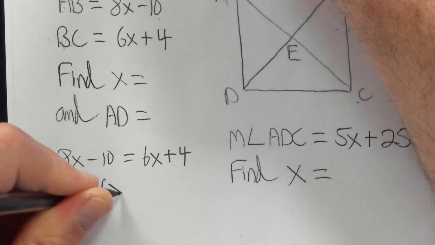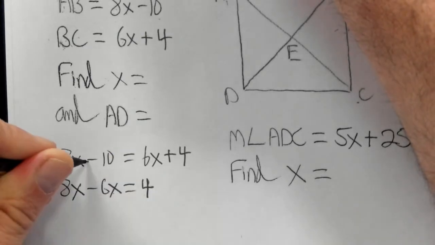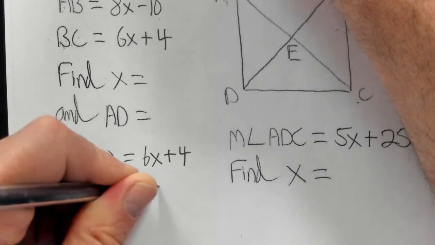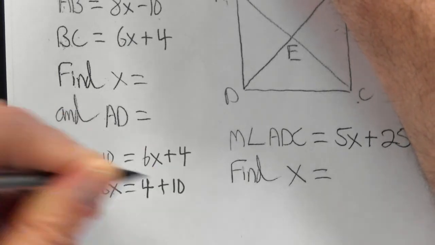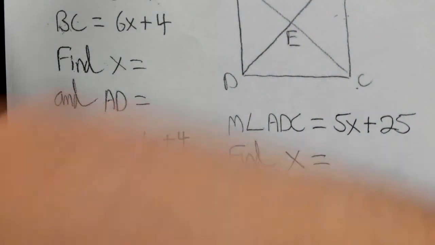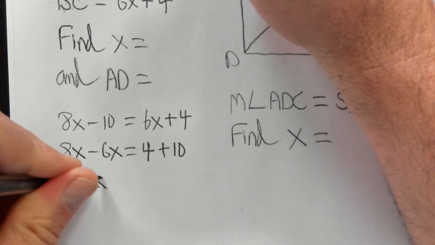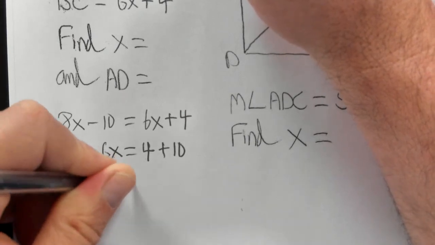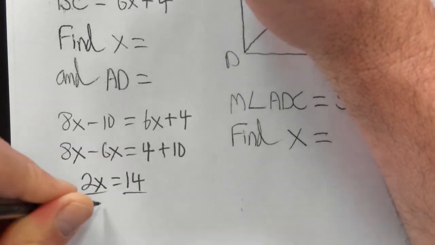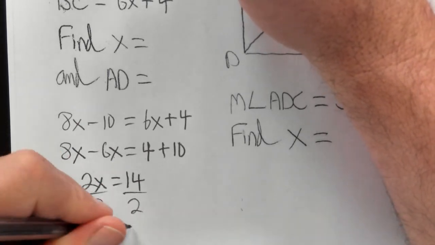So I'm going to move that 6x to the other side, change it to minus. The 4 is going to stay where it is, and it's going to be joined by this minus 10, which will go across and change to plus 10. Remember the rule, anytime you move a sign across the equal sign, it's got to change signs. Subtract here and give me 2x. Add here and give me 14. Let's divide by 2 and finish it to get x equals 7.